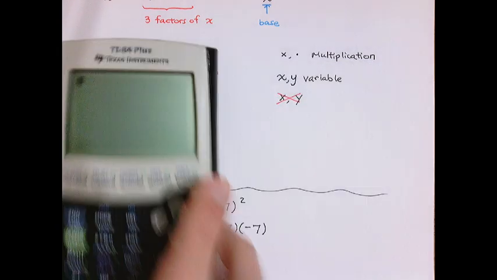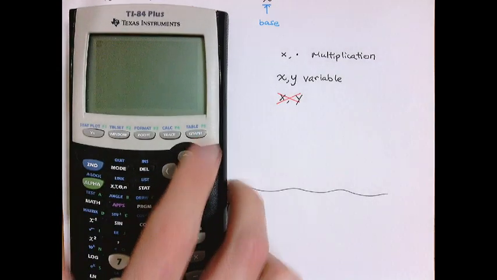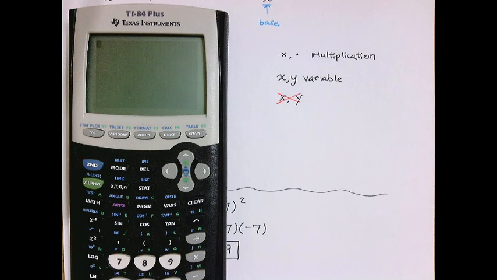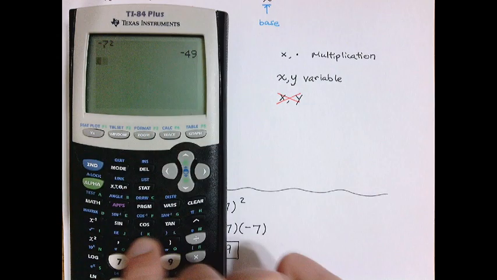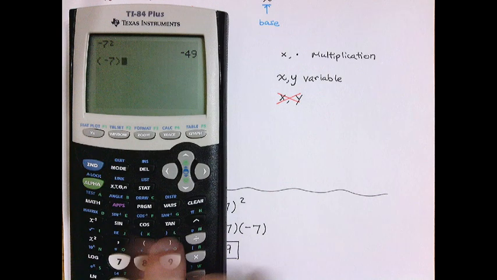Okay. So again, a lot of students think the calculator knows everything, but again, the calculator only knows what you tell it. So if you type negative 7 squared, well, it does tell you negative 49. As opposed to doing negative 7 in parentheses and then squaring that, so you get a positive 49. So, again, you just got to pay attention to how you use your calculator.